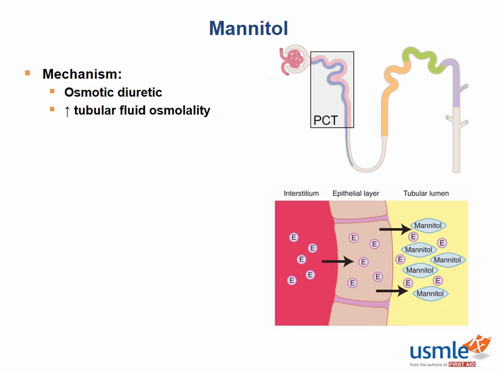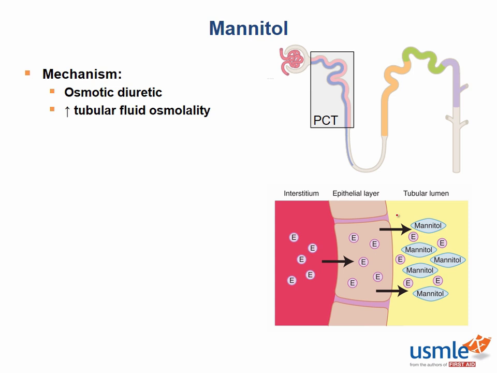Osmotic diuretics work primarily here in the proximal convoluted tubule. Mannitol is the prototype of this class and is a sugar alcohol that's given intravenously. It's filtered freely by the glomerulus, but poorly reabsorbed from the tubule. As a result, it accumulates within the tubular lumen and generates an osmotic force that attracts water. This in turn causes the volume of urine to increase, resulting in osmotic diuresis, hence the name of the class.